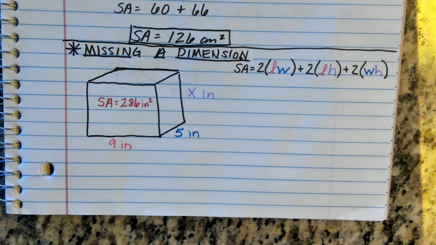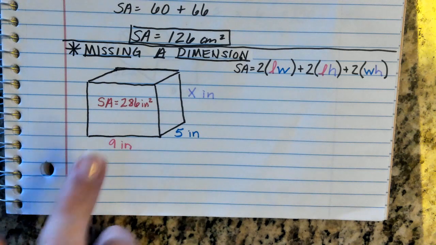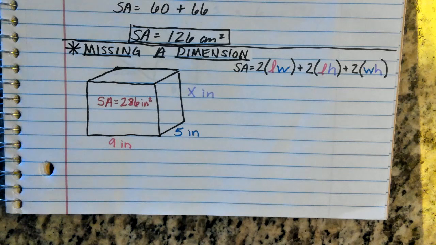Alright guys, I'm going to show you with surface area what happens if you are missing one of your 3 dimensions that we need, but you're given the surface area right here. You'll have some IXL problems like this and possibly some checkpoint problems.